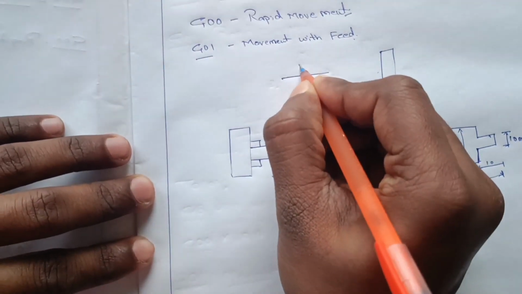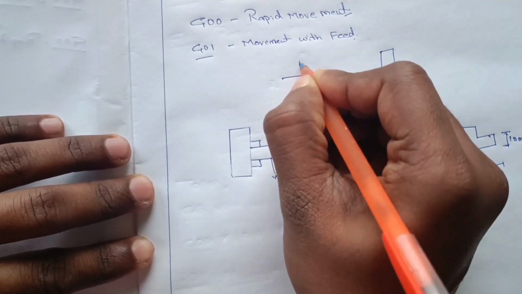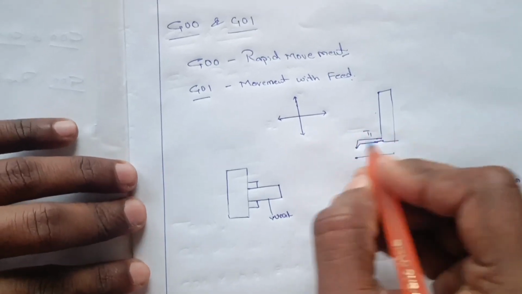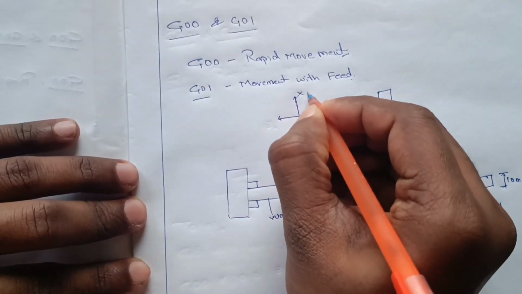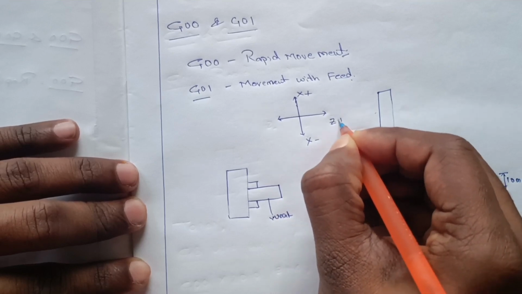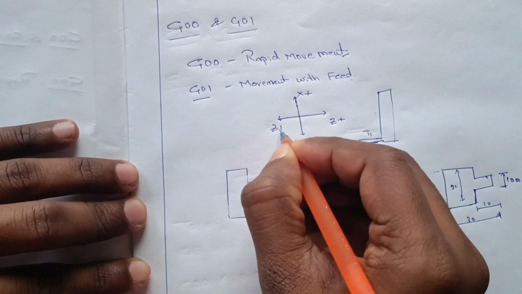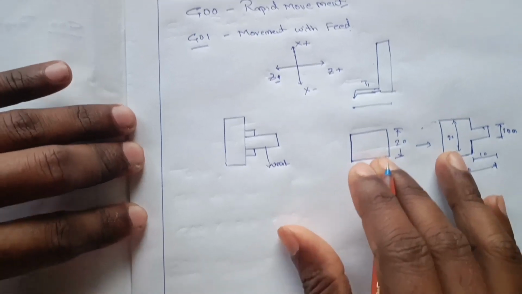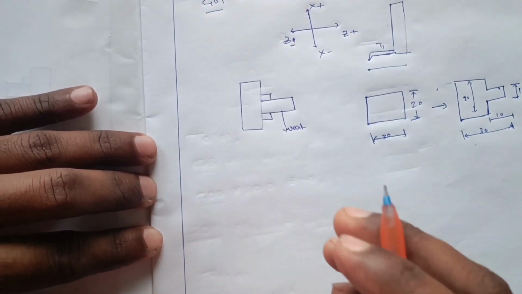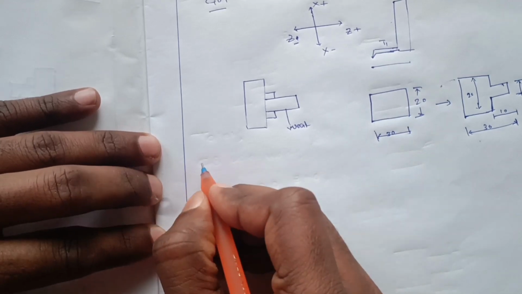Just to be clear about the axis, because the axis depends upon the machine: this is X plus and this is X minus, Z plus and this is Z minus. I am writing a simple program, not a difficult one.